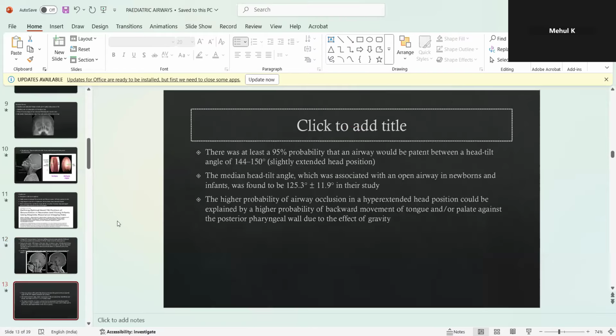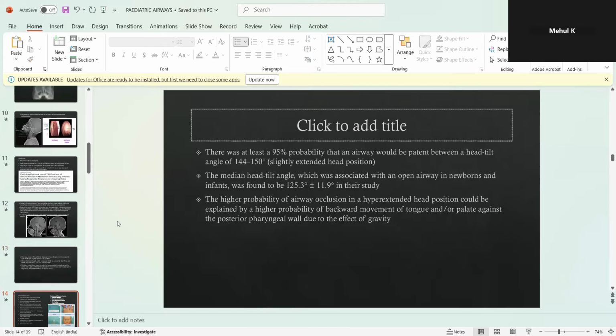So they concluded that there is at least a 95% probability that the airway would be patent if you maintain a head tilt of something between 144 to 150 degrees. The median head tilt angle that was associated with an open airway in newborns and infants was found to be 125 degrees.